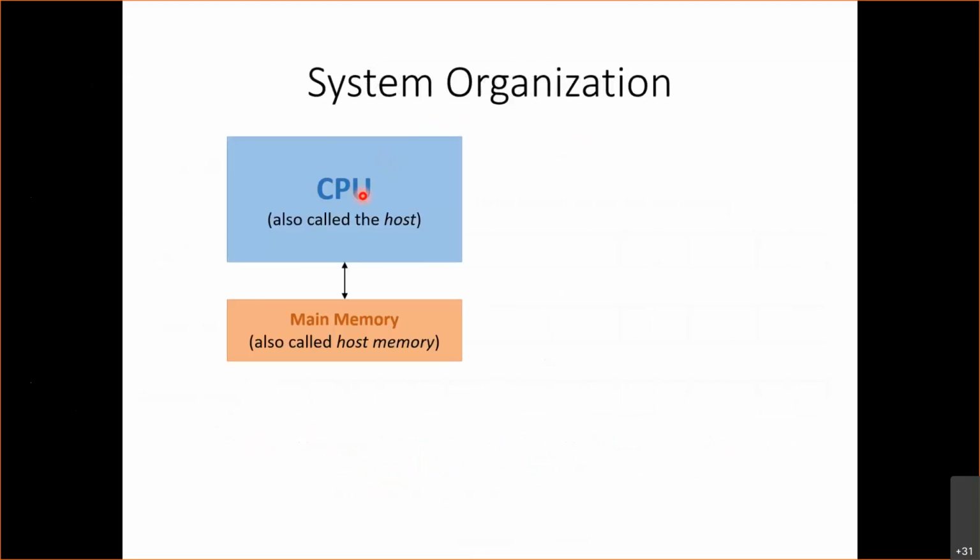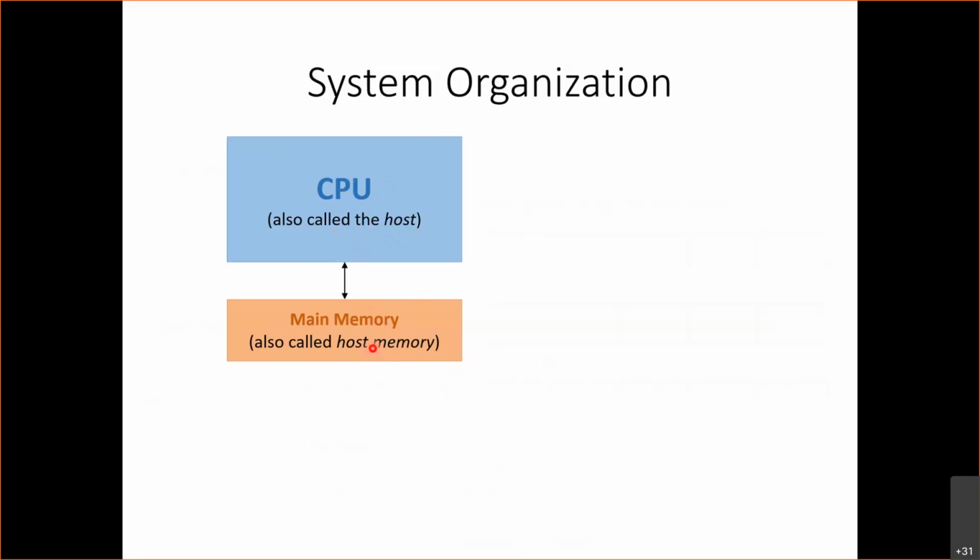So a conventional system typically has a CPU, and that CPU has access to some main memory. In the context of CUDA and GPU programming, we're going to call the CPU the host. The reason we call the CPU the host is because it's the main processor that's hosting the GPU with it. The main memory we're going to call the host memory, because this is the memory that the CPU, which is the host, typically uses.